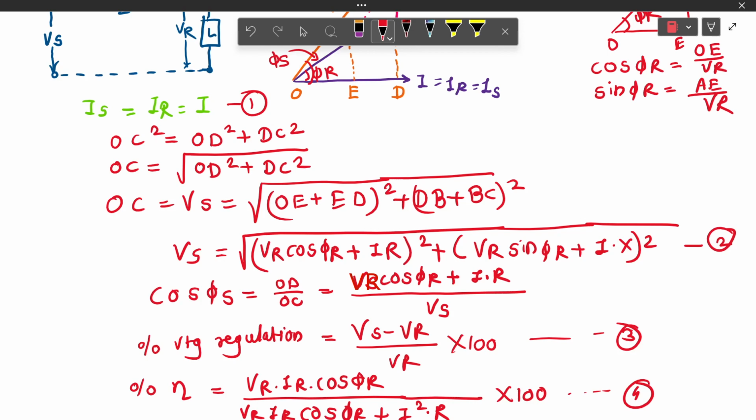Using equation number 1 and 2, we can calculate sending end current and sending end voltage respectively. And using equations 3 and 4, we can calculate percentage voltage regulation and percentage transmission line efficiency. Thank you.